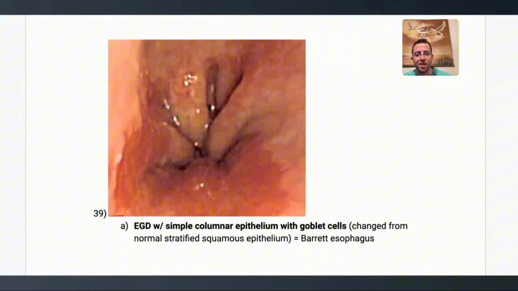All right, what about if you see this on EGD? These patients have simple columnar epithelium with goblet cells, and it's changed from normal stratified squamous epithelium. Well, you should be thinking Barrett esophagus. The key thing here is knowing your histology, and you can tie that to your image. So that's how you get the Barrett esophagus.